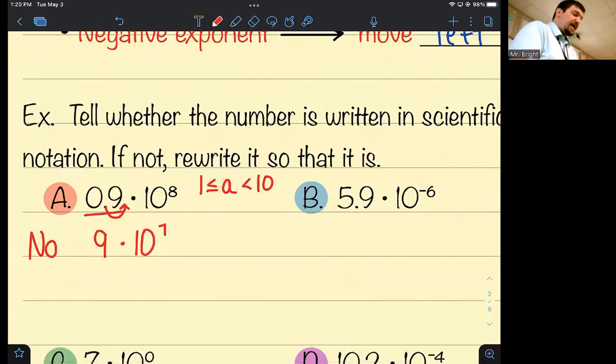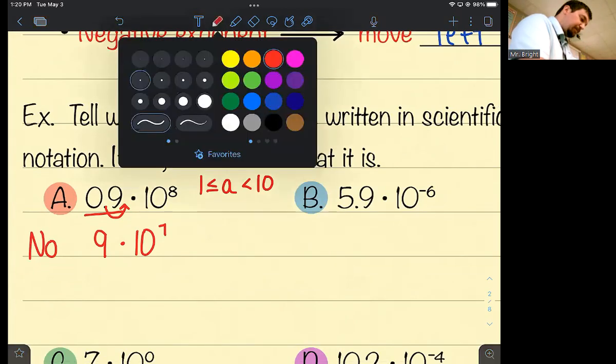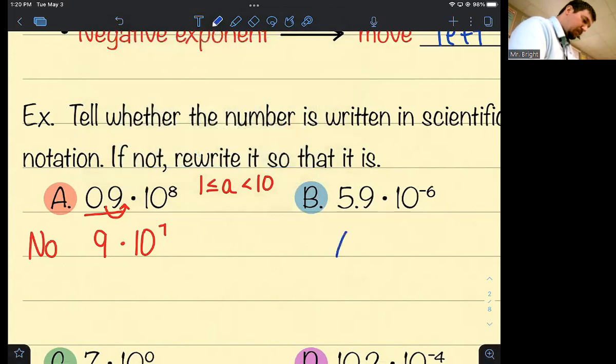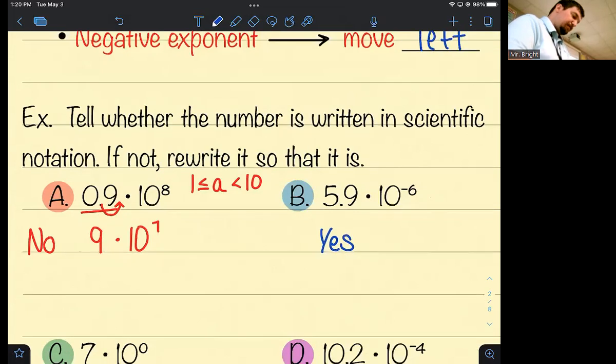Example B, 5.9 times 10 to the negative 6th. Is this written in scientific notation? Carter? Yes, it is. The 5.9 is between 1 and 10. It's then written times 10 to an exponent. That's exactly what it means to be written in scientific notation.